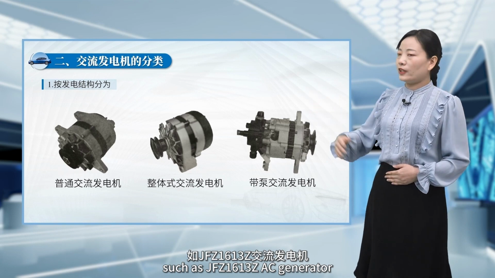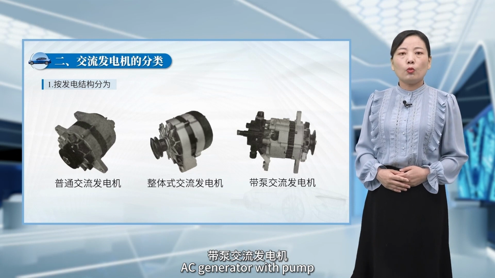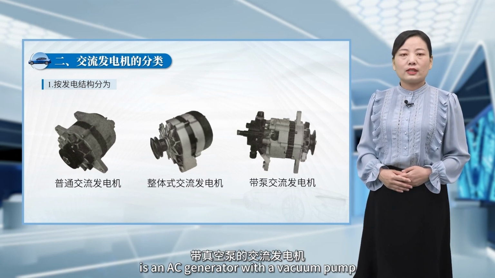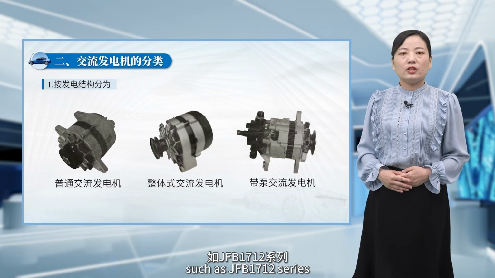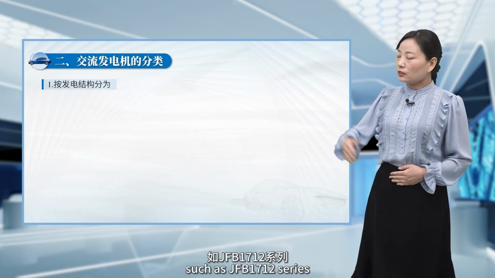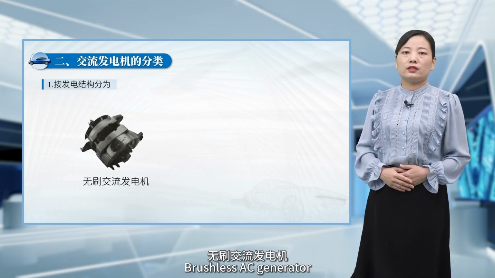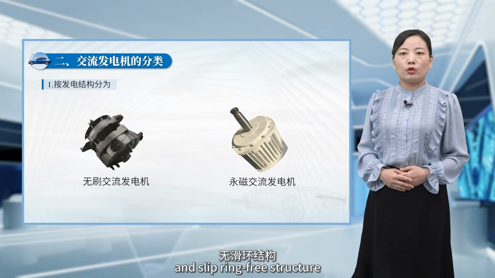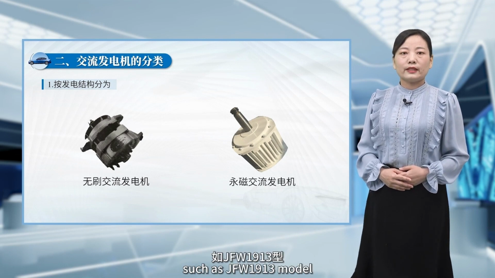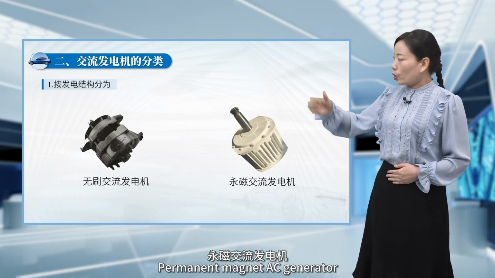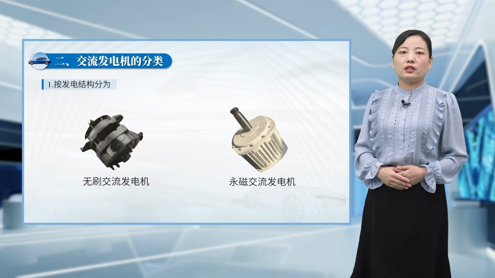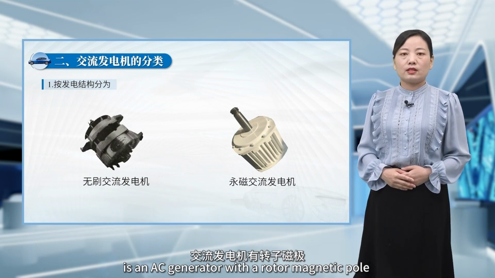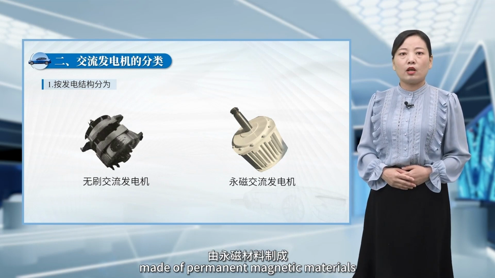JFZ1613Z AC generator. AC generator with pump is an AC generator with a vacuum pump, such as JFB1712 series. Brushless AC generator is an AC generator with a brushless and slip ring-free structure, such as JFW1913 model. Permanent magnet AC generator is an AC generator with a rotor magnetic pole made of permanent magnetic materials.